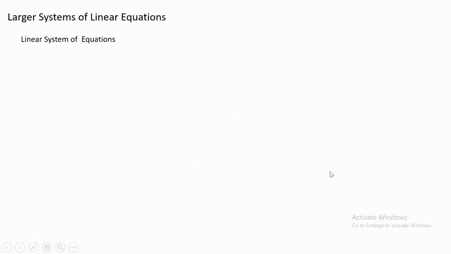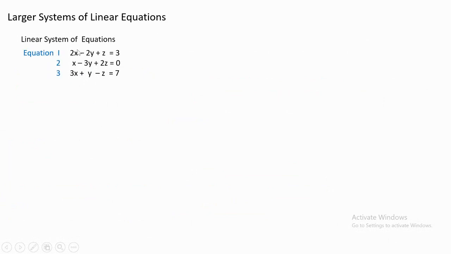Okay, now let's go to, I believe this is section 6.2. Larger systems of linear equations. So now, before it was only x and y, now we have x, y, and z. So how can we solve a system in this manner?